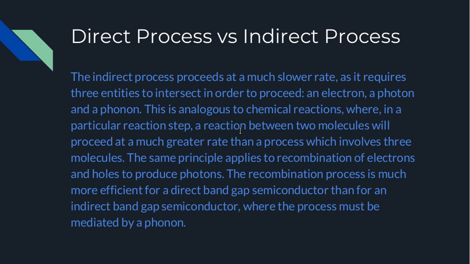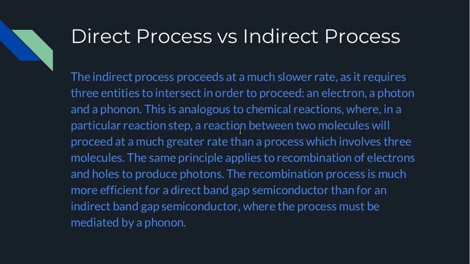So now compare the direct process and the indirect process. The direct process is when a direct band gap is involved, and the indirect process is when indirect band gap semiconductors are involved. The indirect process proceeds at a much slower rate as it requires three entities to intersect in order to proceed: an electron, a photon and a phonon. This is analogous to chemical reactions, where in a particular reaction step a reaction between two molecules will proceed at a much greater rate than a process which involves three molecules.